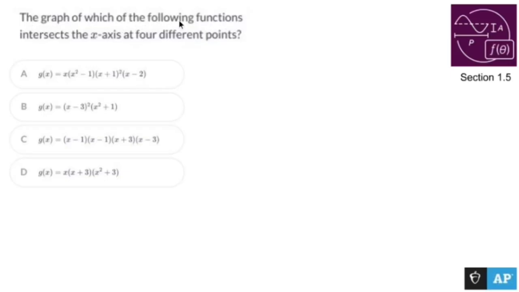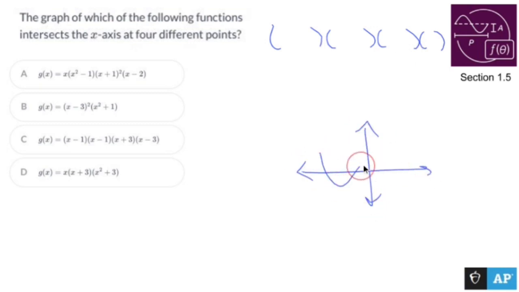The graph of which of the functions intersects the x-axis at 4 different points. So looking at the pictures that I have, I know what I'm looking for is some kind of function that looks like this, this, and this, where all of these are different. Because you're looking for something to go through 1, 2, 3, 4 times, something like that. All right, so first things first.